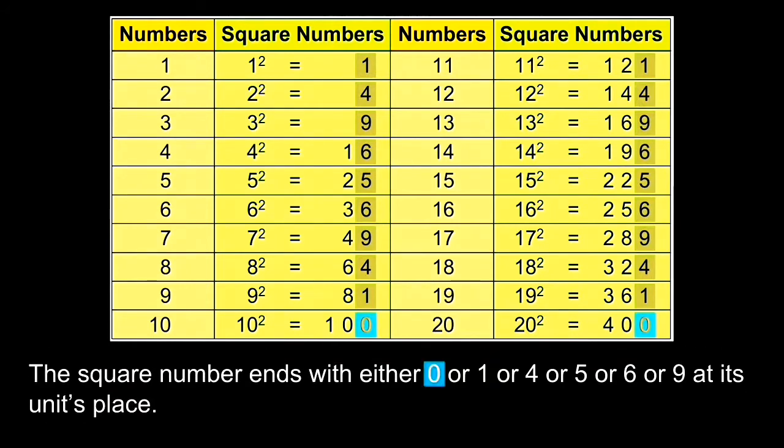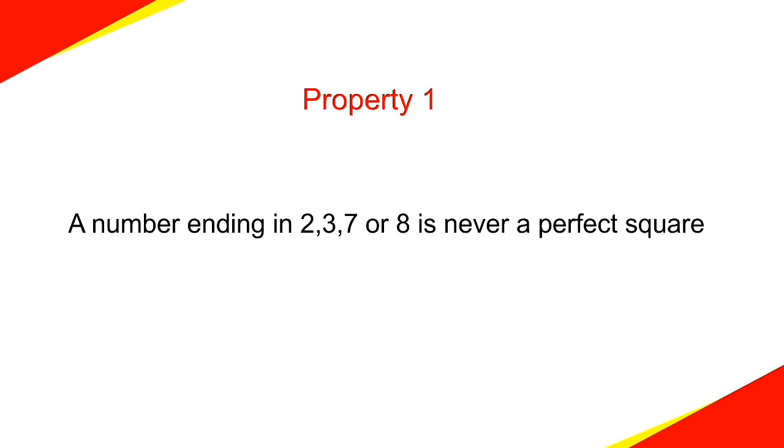The square number ends with either 0 or 1 or 4 or 5 or 6 or 9 at its units place. Now we are going to learn properties. Property 1. What is the property 1? A number ending in 2, 3, 7 or 8 is never a perfect square.